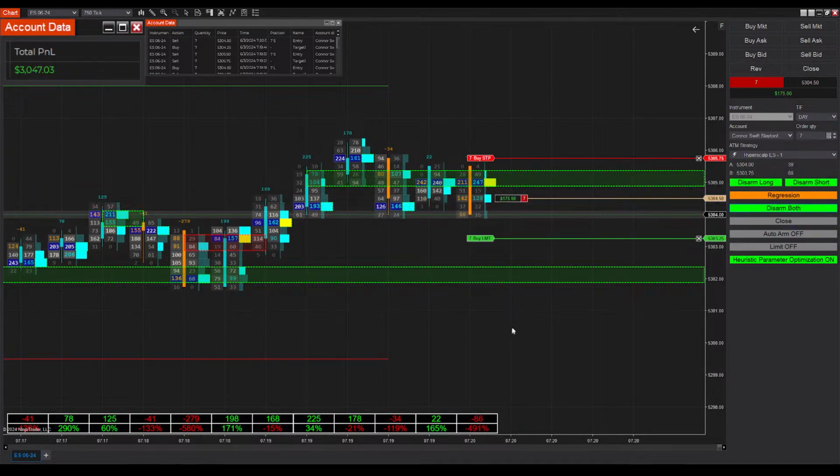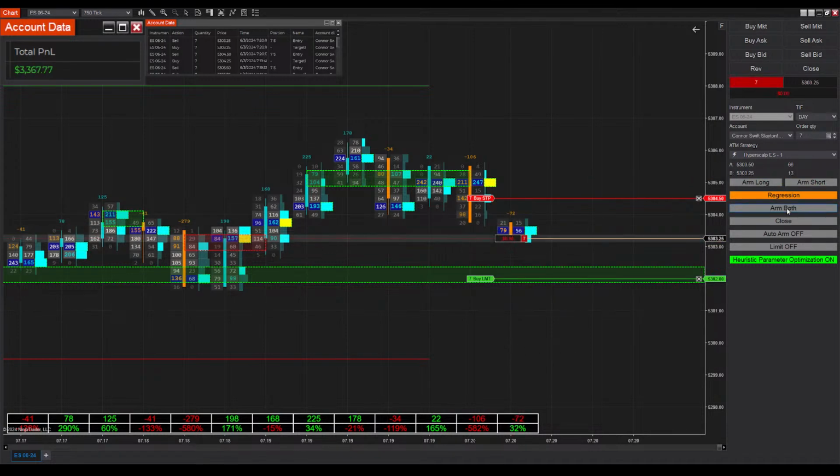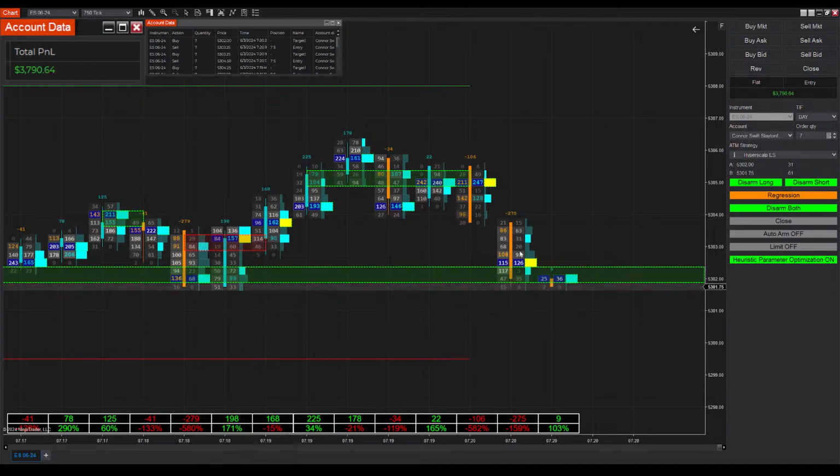Just got filled into a short position here. Got filled into a consecutive short position there. Not sure if we're going to win this one. Can we end up winning this trade?